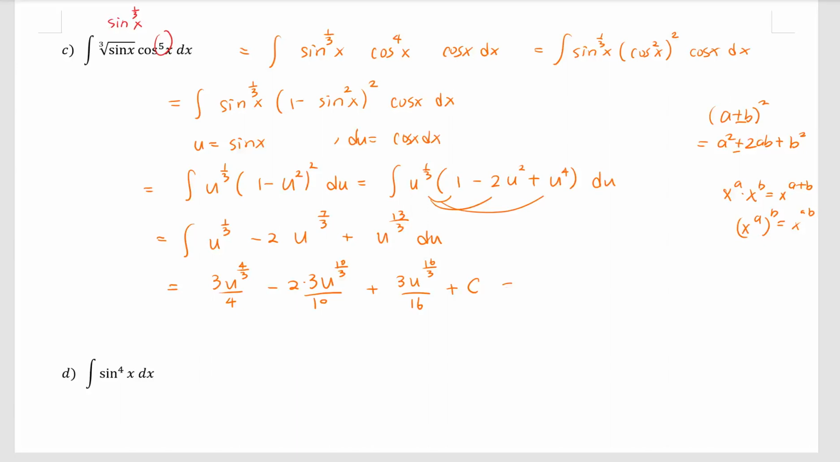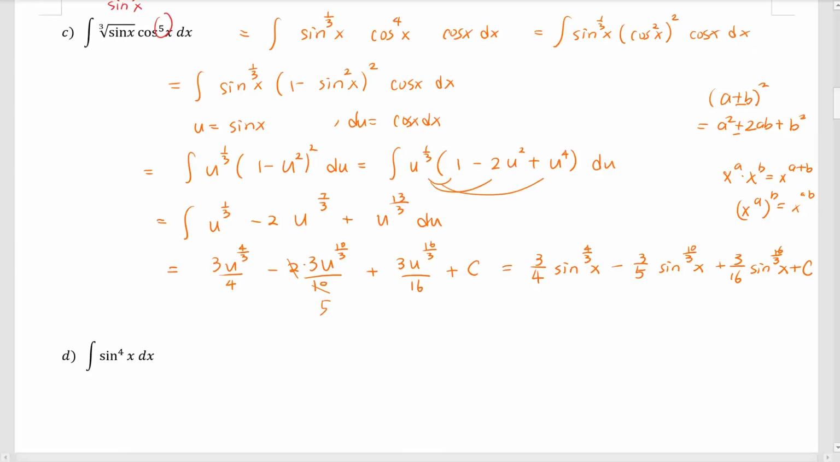Alright, so we can plug in u is sine x, so 3/4 sine x to the 4/3. And 2 and 10 cancel, we get 5. 3/5 sine x to the 10/3. And 3/16 sine x to the 16/3 plus c. So this is our answer. So far, so good, everybody?